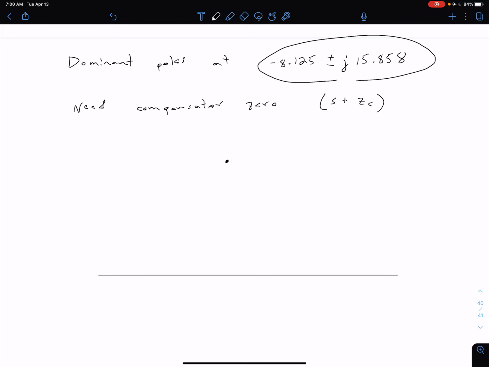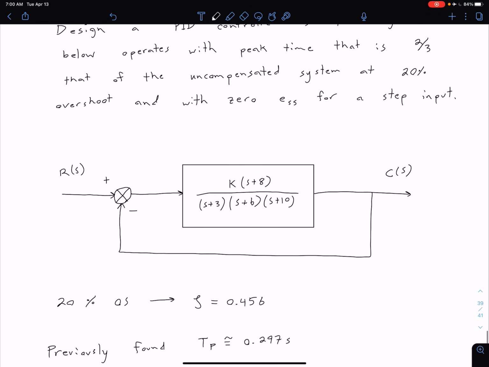Okay, so let's say this is our desired pole location. So remember, this is negative 8.125 plus or minus j 15.858. And I'm going to put down here, so this is essentially my real axis sigma, and I'm going to put all of our pole and 0 information from our original system.